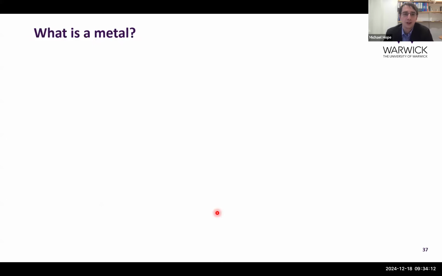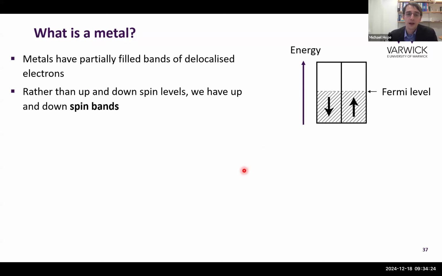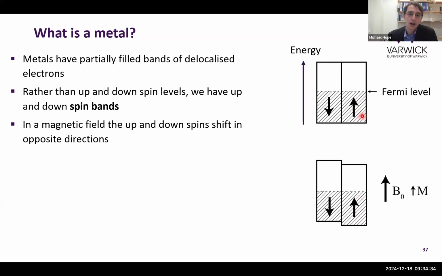Okay, so to understand how this works, I'm going to have a brief recap of what a metal is. So a metal has delocalized electrons in a partially filled band. And so we can consider, rather than up and down spin levels, we have up and down spin bands. We have an up spin band and a down spin band. If we put a metal into a magnetic field, our bands shift in opposite directions. So one's raised in energy and one's lowered in energy. But we still maintain a common Fermi level.